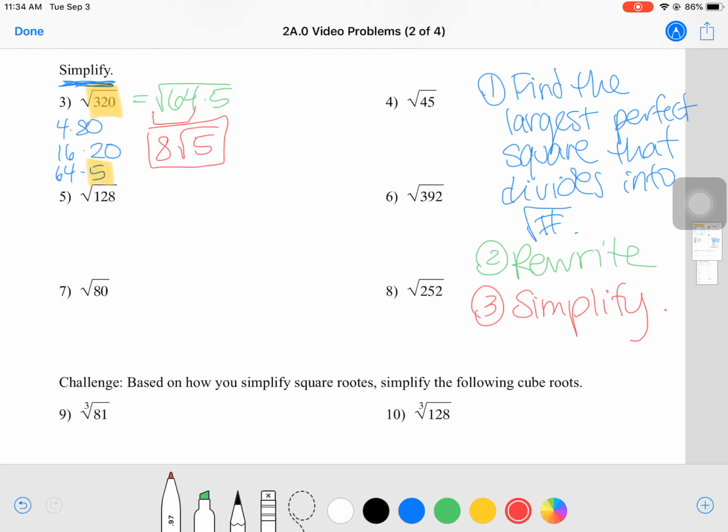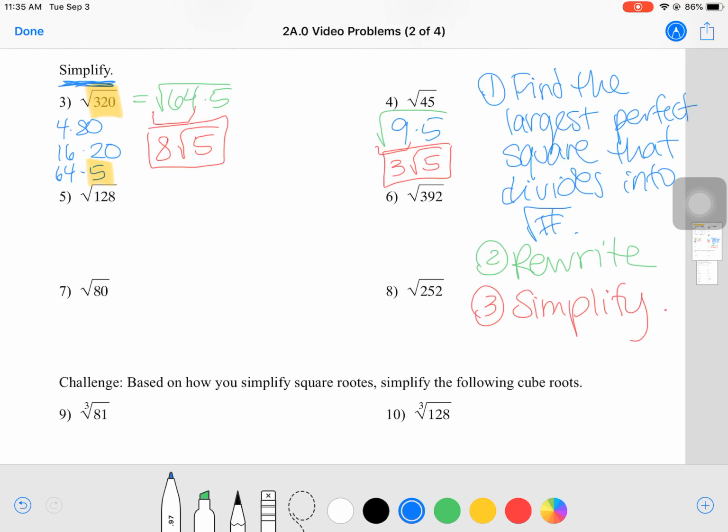I'm going to talk through a couple more of these just so you have some examples, and then whenever you are ready to try the ones on your worksheet, I would pause the video and take a second to do that. On 45, the biggest perfect square that goes into 45 is 9. It's 9 times 5. So then again, you rewrite it in the radical. And then I'm going to go ahead and simplify. The square root of 9 is 3. This 5 can't come out, so it's 3 root 5. So my answer is 3 root 5.